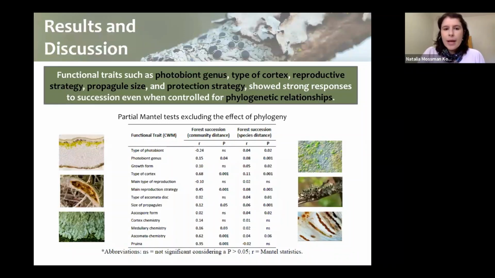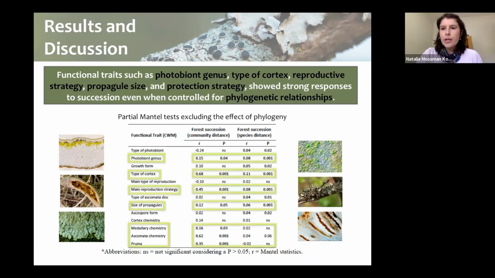So we also made partial Mantel tests excluding the effect of phylogeny to see if the patterns were still the same. We found that functional traits such as photobiont genus, type of cortex, reproductive strategy, propagule size, and protection strategy showed strong responses to succession even when controlled for phylogenetic relationships, which is shown here in this table with the statistics and the p-value.